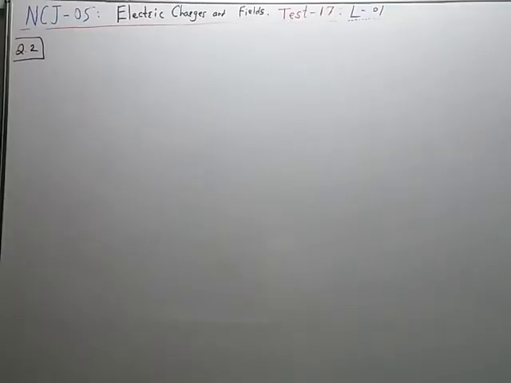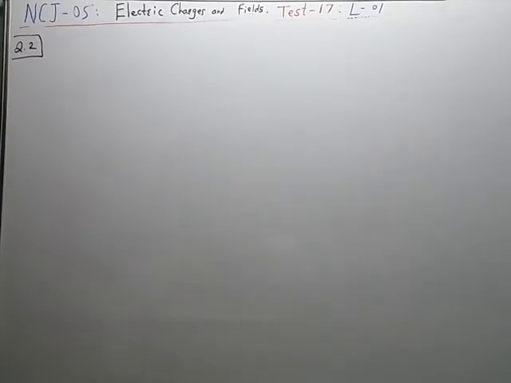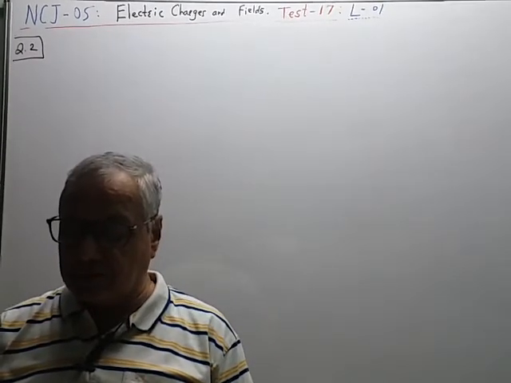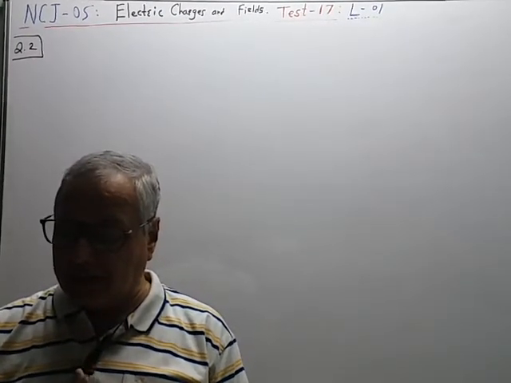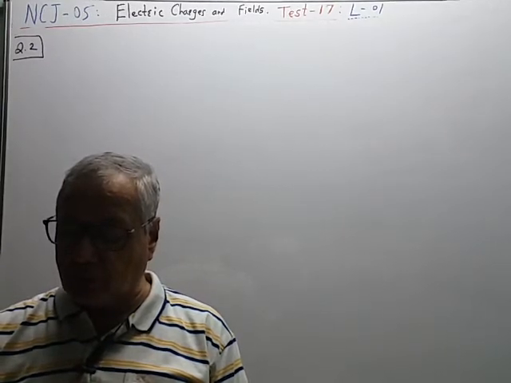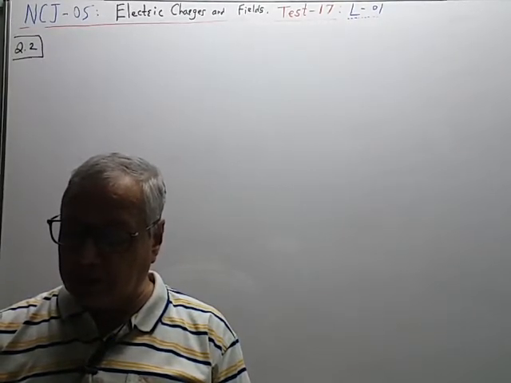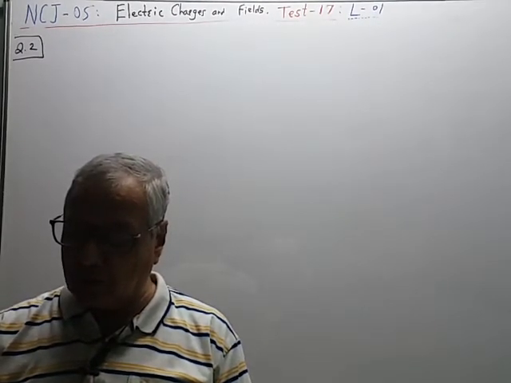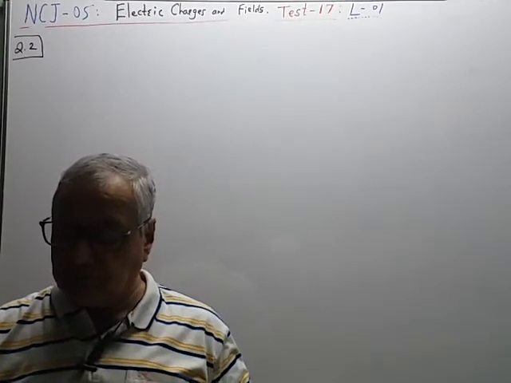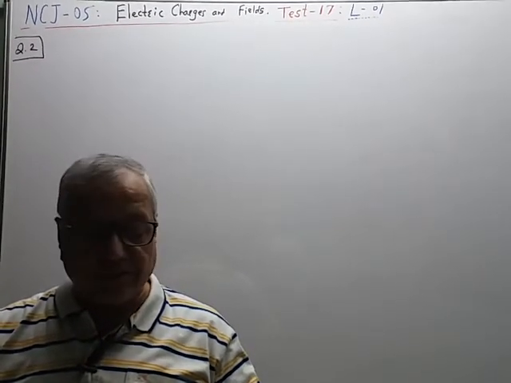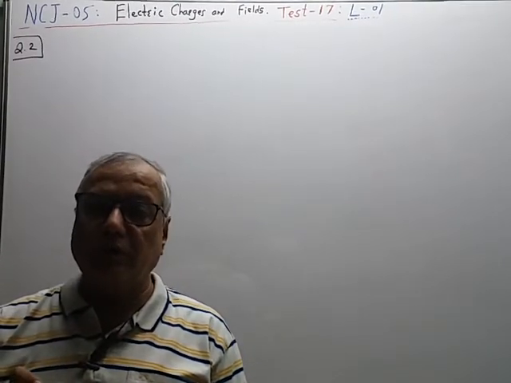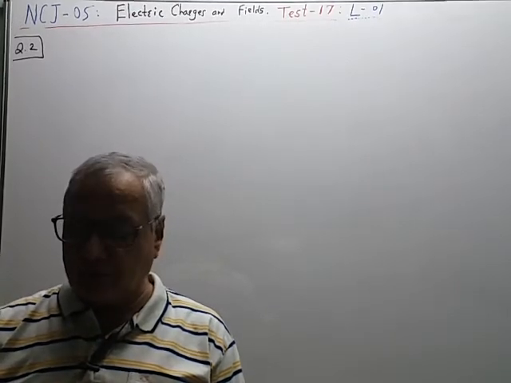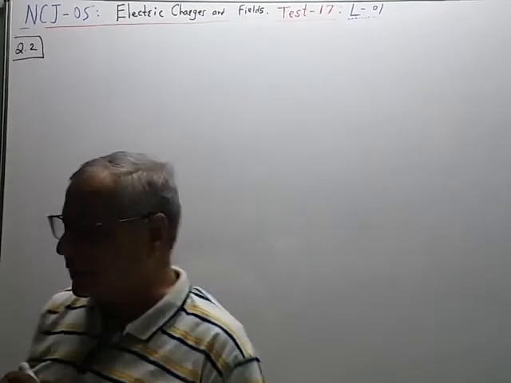Next, second: a comb runs through one's dry hair, attracts small bits of paper. This is due to: comb is a good conductor, paper is a good conductor. Both are wrong. The atom in the paper gets polarized by the charged comb. The comb possesses magnetic property. C choice is correct. Actually, both the paper bits as well as the comb get electrified oppositely, and therefore they attract each other. So the reason is this.